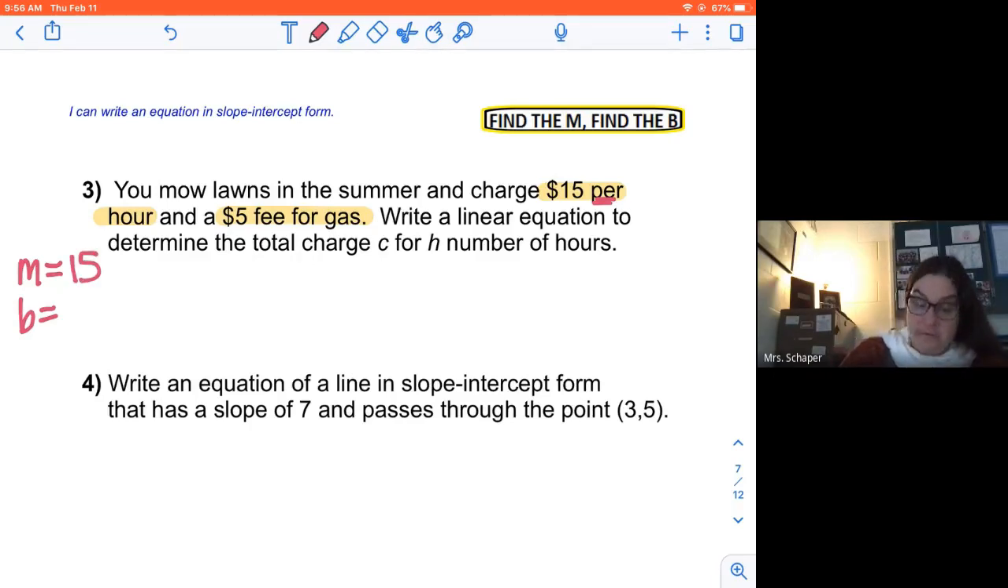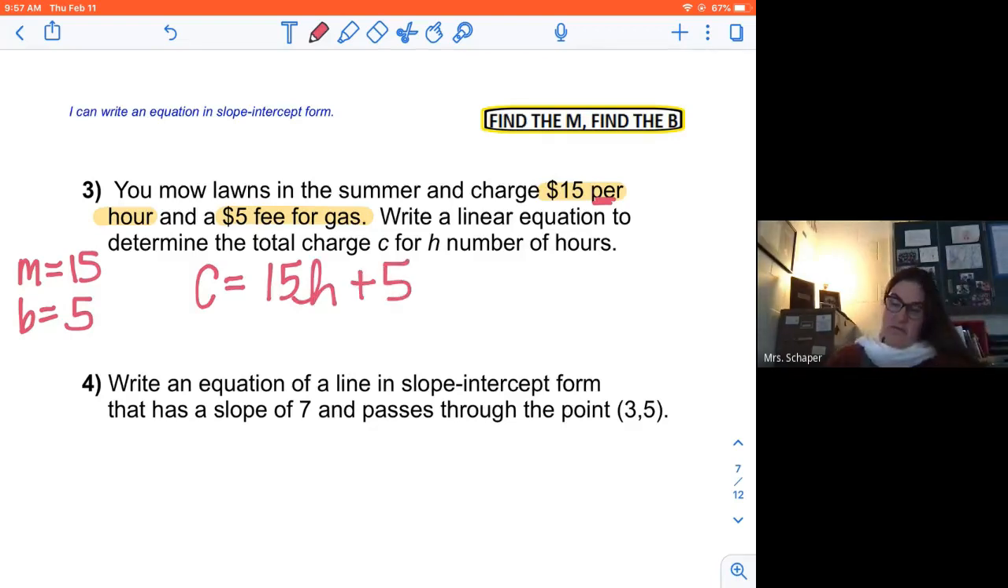My $5 fee is what I charge no matter how long I go. I always charge a $5 fee, or you do. Someone does. So we've got the total cost is equal to $15 per hour plus $5 for gas.